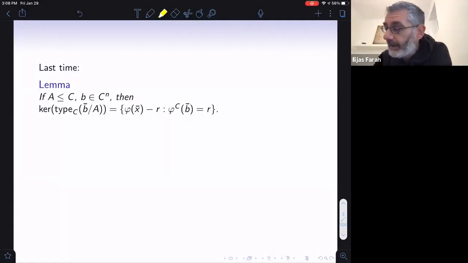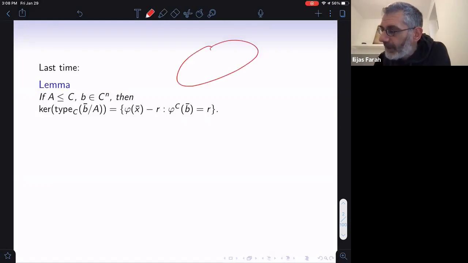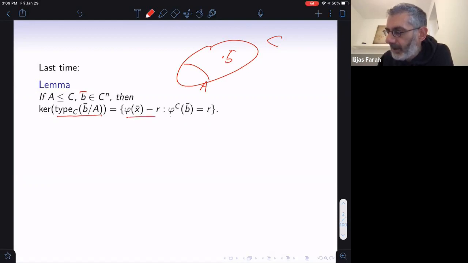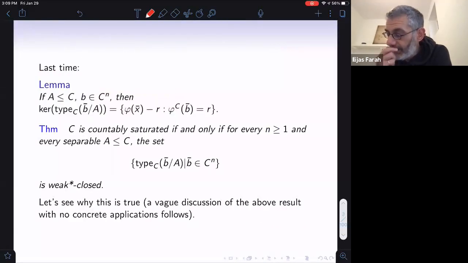Let me draw this. So again, we have the same picture as in the previous slide. We have C, A is a subalgebra, B bar is some n-tuple in C. Now, the type of B bar over A, its kernel is just phi of x bar minus r, where these pairs phi, r range over all conditions satisfied by B. Now, this has a consequence that is basically closer to functional analysis than to classical model theory.